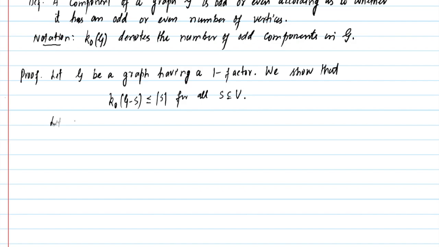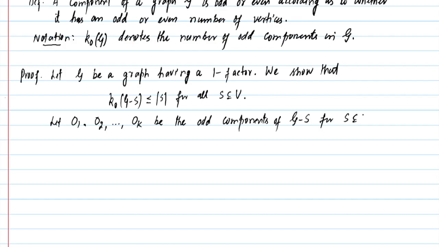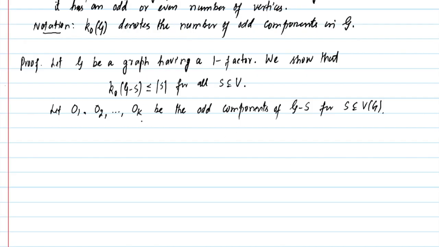So now let O1, O2, and so on, Ok be the odd components in G minus S. Let these be the odd components of G minus S for some S contained in the vertex set of G. We shall show that k is less than or equal to the order of S. Now let's first construct the figure for understanding this proof properly.